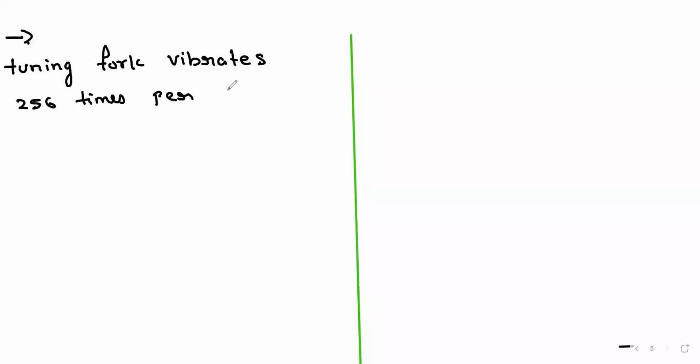So in the question, a tuning fork vibrates 256 times per second. So here, what is this 256? Frequency. Okay, everyone, this is frequency f.